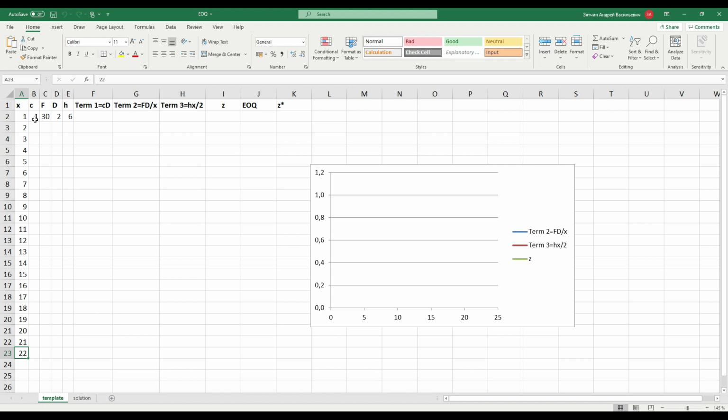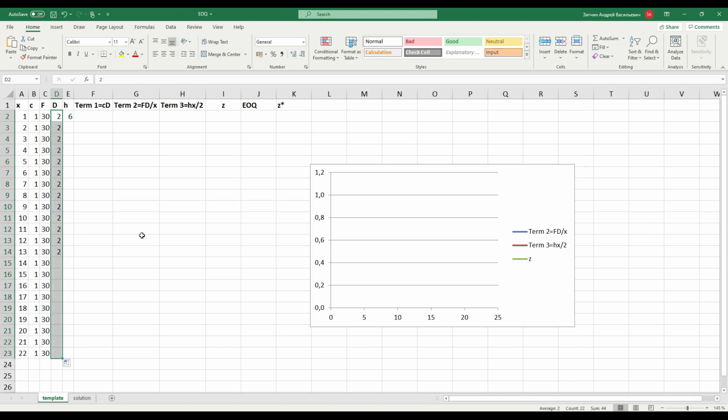We assume that the price for 1 liter of orange juice is $1. For each liter we pay $1 to our supplier. Fixed cost to make an order is $30, and demand rate is 2 liters of orange juice per week. And also we assume that holding cost is $6 per 1 liter of orange juice per week.